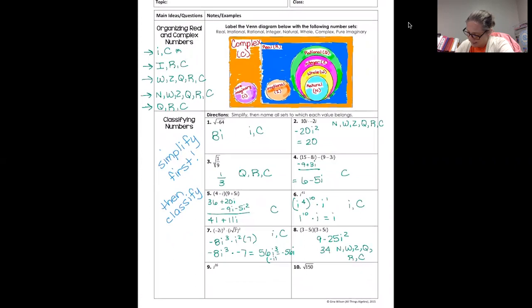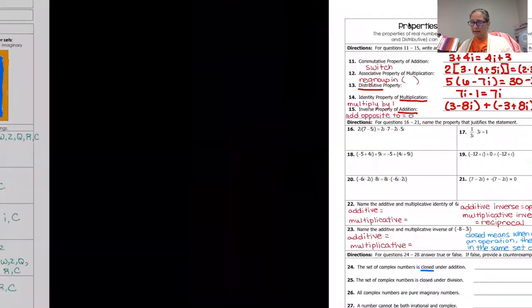i to the 16th is i to the 4th, which is 1 to the 4th, which is 1. So natural, whole, integer, rational, real, and complex. Square root of 150 can be broken down as the square root of 25 times the square root of 6, which is 5 square roots of 6. 5 square roots of 6 is an irrational number because it cannot be broken down as a perfect square. It still has a radical symbol in it, so it is irrational, real and complex.